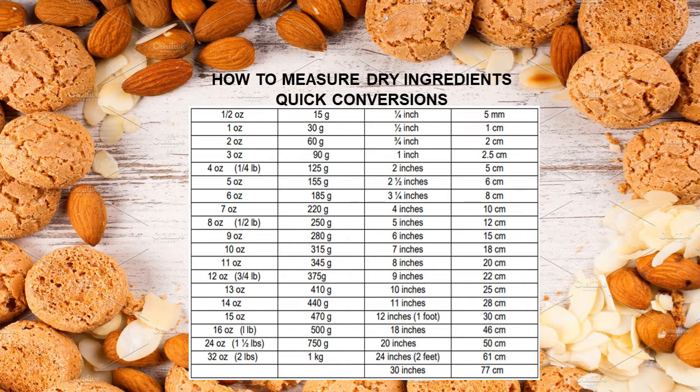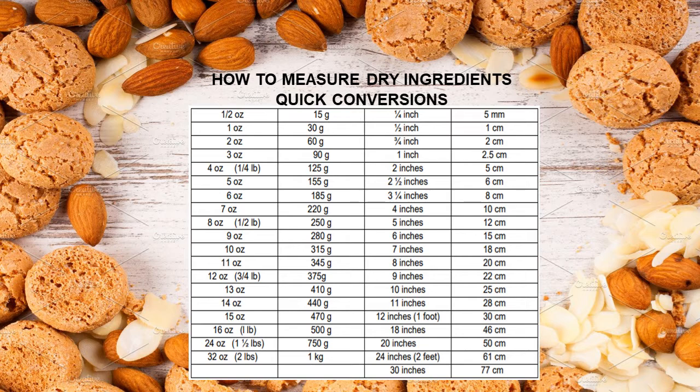11 ounces equivalent to 345 grams equivalent to 8 inches and equivalent to 20 centimeters. 12 ounces equivalent to 3/4 pound equivalent to 375 grams equivalent to 9 inches equivalent to 22 centimeters. 13 ounces equivalent to 410 grams equivalent to 10 inches equivalent to 25 centimeters.